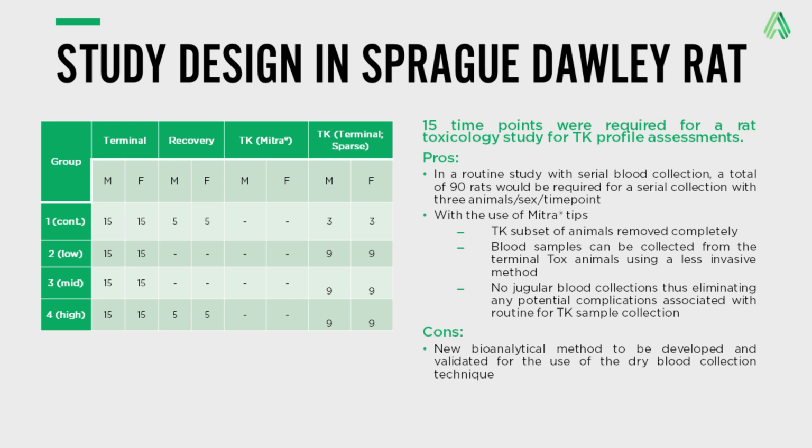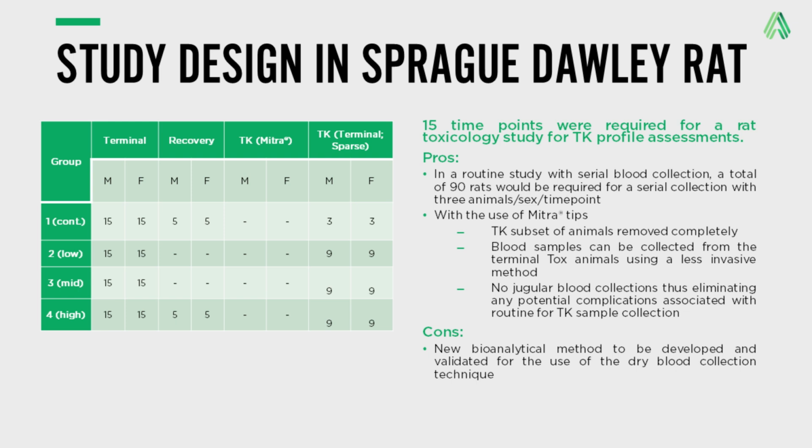Now, looking at a typical tox study with a Sprague Dawley rat, again, we're going to take a look at a potential of 15 time points that are needed for a complete TK profile assessment. So in a typical study, you would need a total of 90 rats, 3 animals per sex per time point.